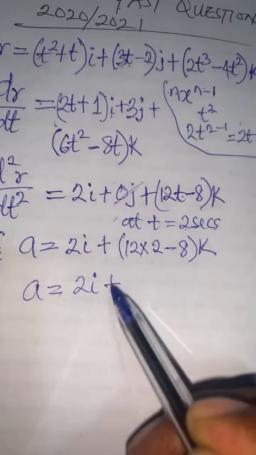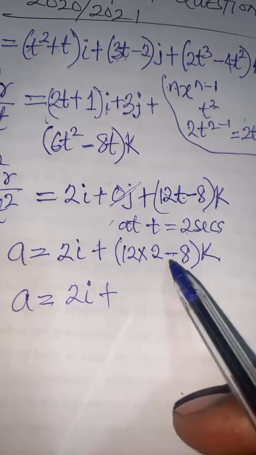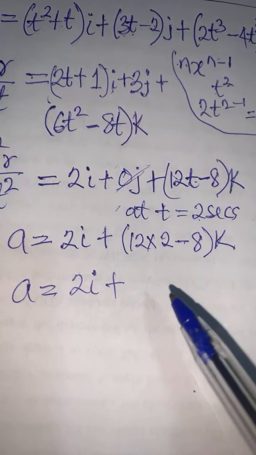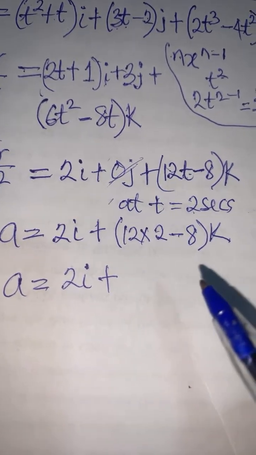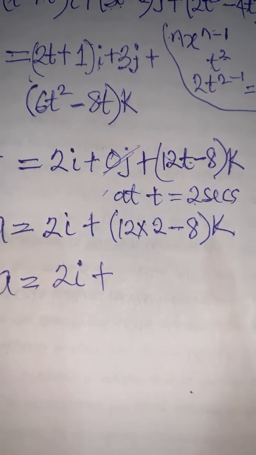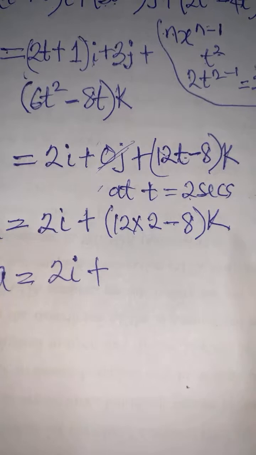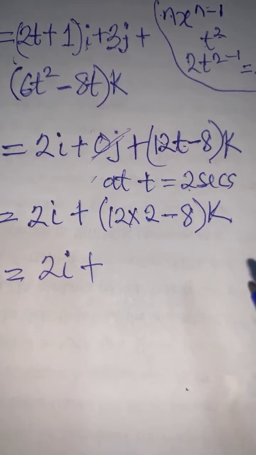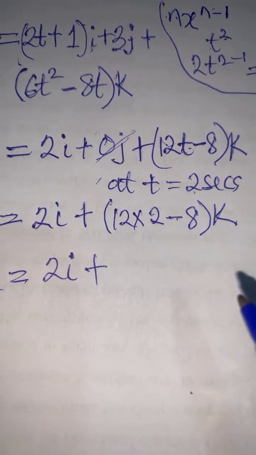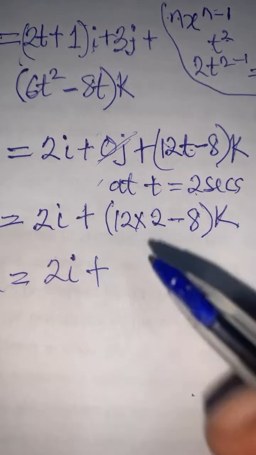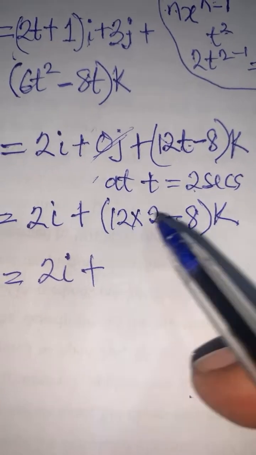So we have a equal to 2i plus, what is this expression here? 12 times 2. Please make sure you have your calculator close to you so that the process is fast. We are still on number 1 and we don't intend to waste time. So I'll be skipping the differentiation questions that I know they will repeat. What is the total result? 16. That's beautiful. This is 24 minus 8.